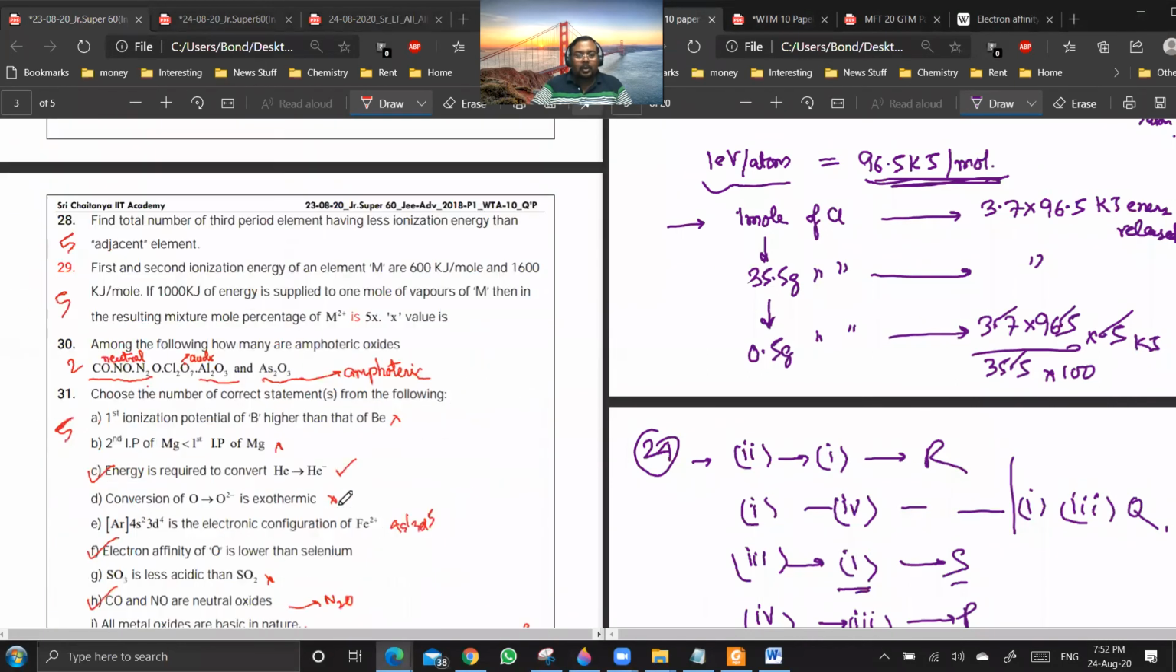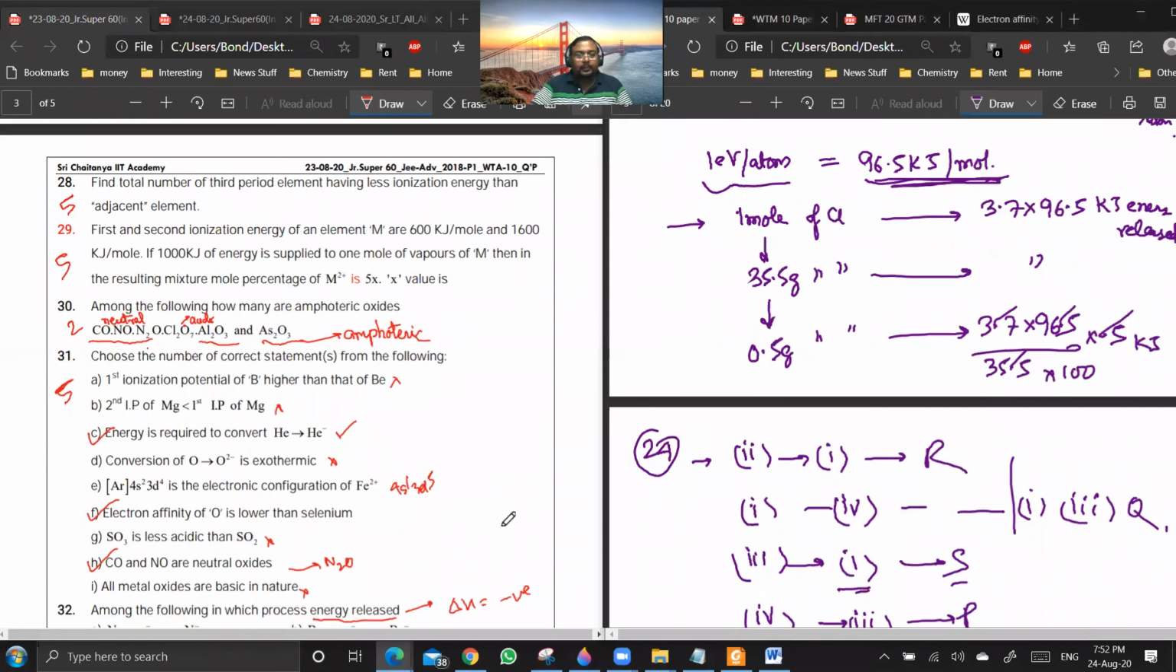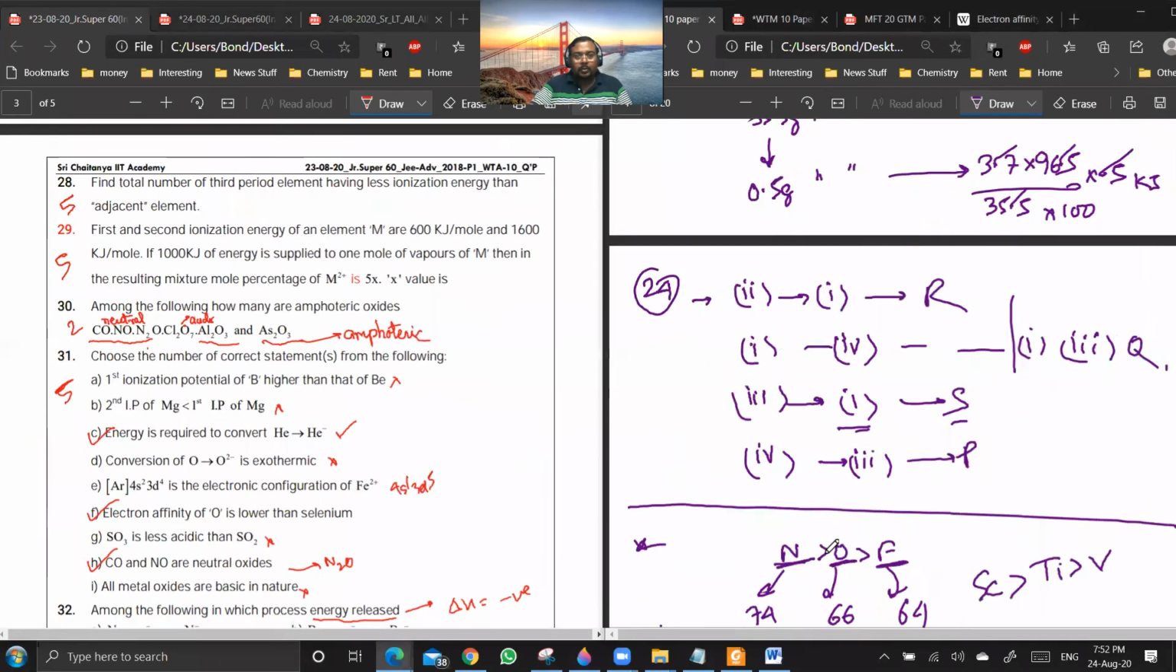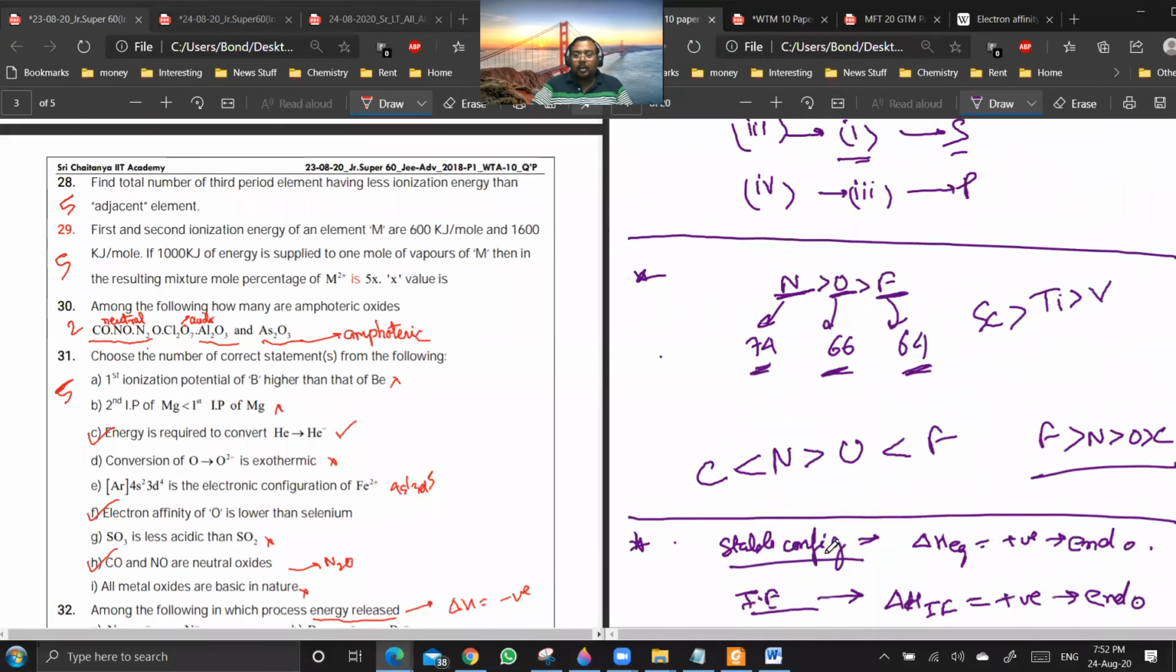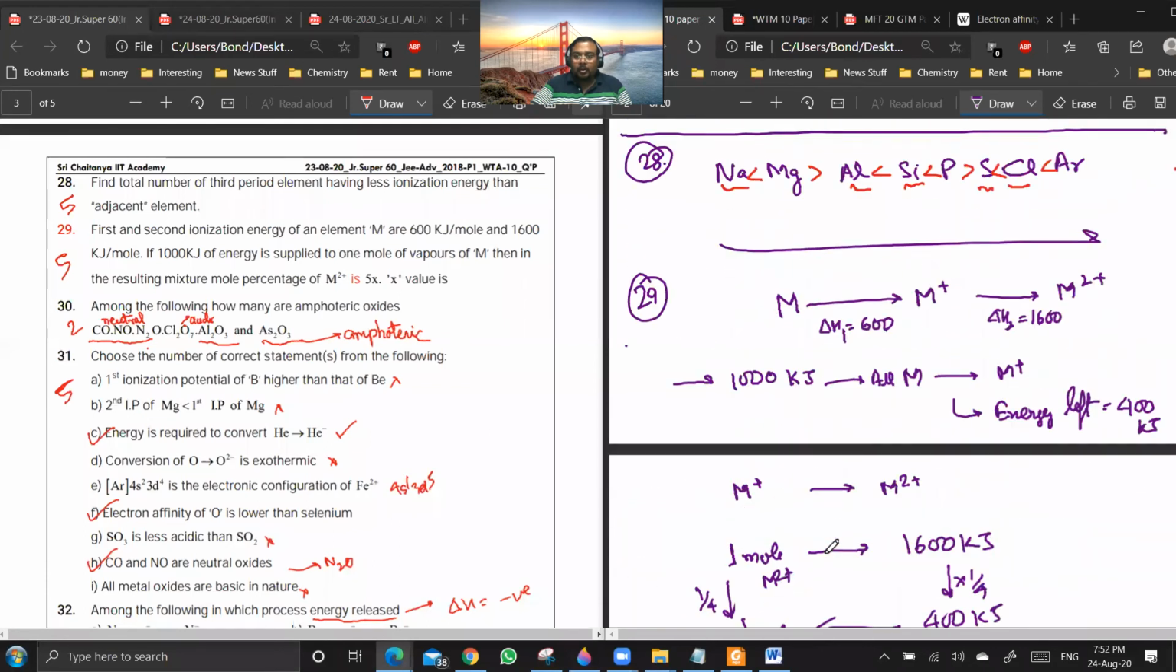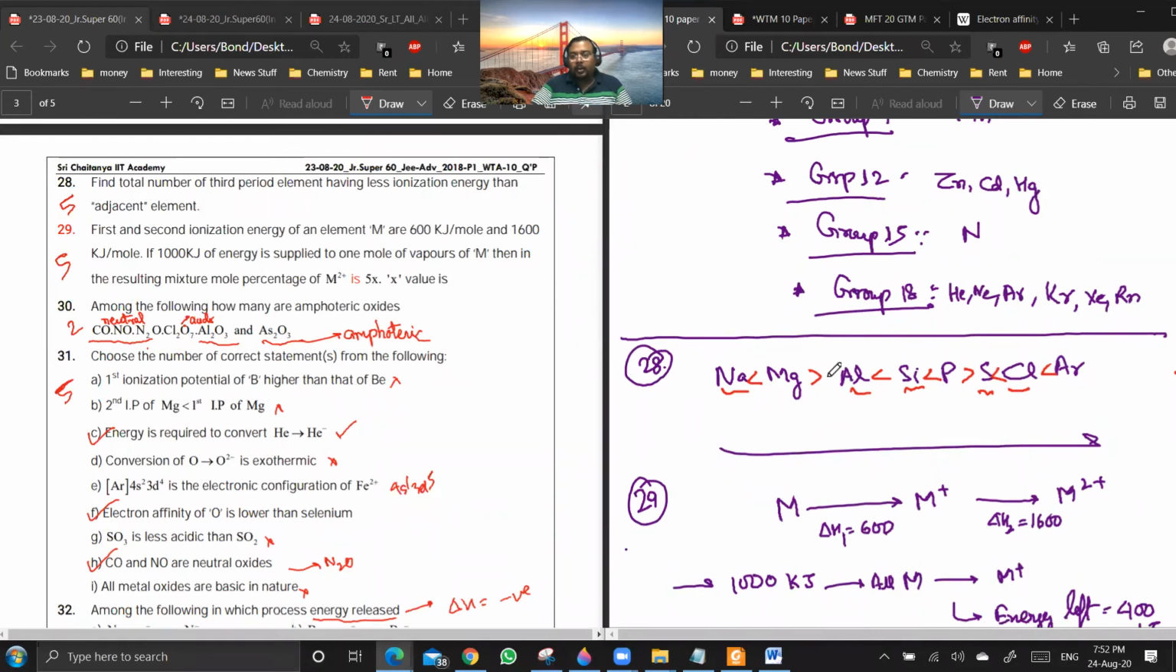After this, 28, 29, 30, 31. Question 28. I have written the configuration so that will be easier. If I write the third period: sodium, magnesium, aluminium, silicon, phosphorus, sulfur, chlorine, argon. Argon is also considered, no? So you see, sodium is having less than the adjacent element, aluminium is having less, silicon is having less, sulfur is having less, chlorine is having less. So 1, 2, 3, 4, 5. Getting it? You have to consider the noble gases also. It's okay. These things are not very big conceptual mistakes.